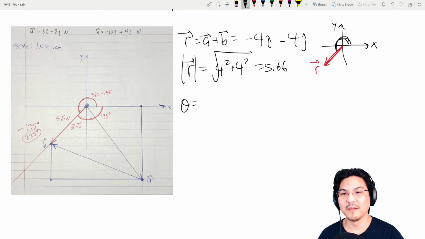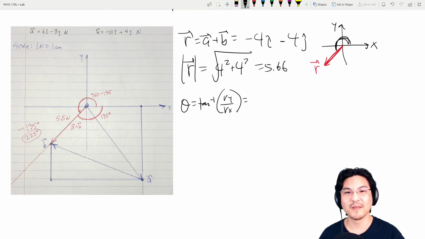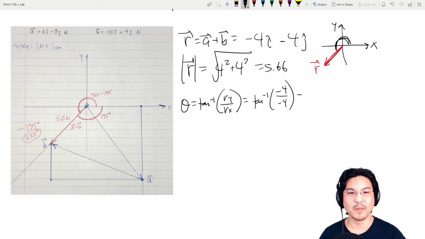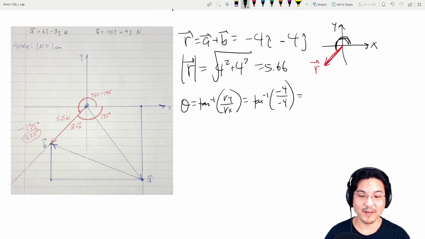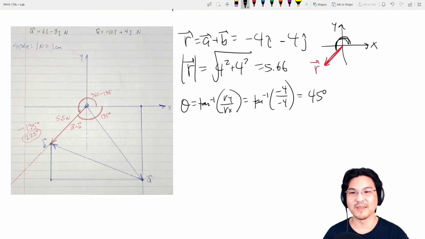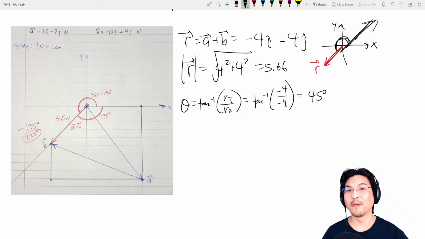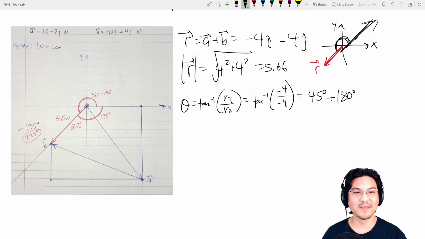The angle, arctangent of ry over rx, and punch that in the calculator, and the calculator says 45 degrees, which is over here. I know that's not right. I know the answer is supposed to be in quadrant 3, so I know I need to add 180 degrees to get that.